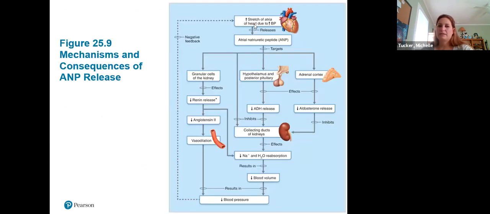This goes over if an increase in blood pressure increases the stretch of the atria, it releases ANP. And then ANP is going to inhibit pretty much everything. It inhibits the granular cells. It inhibits the adrenal cortex. And it is going to inhibit the release of ADH from the posterior pituitary. The end result is decrease in sodium and water reabsorption, decrease blood volume to decrease blood pressure.